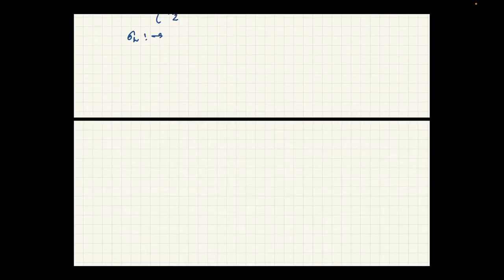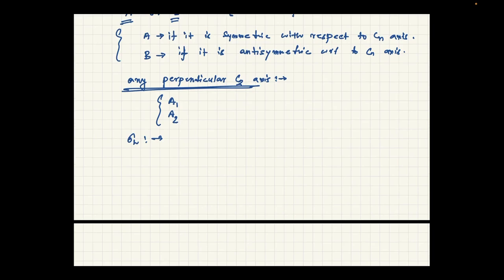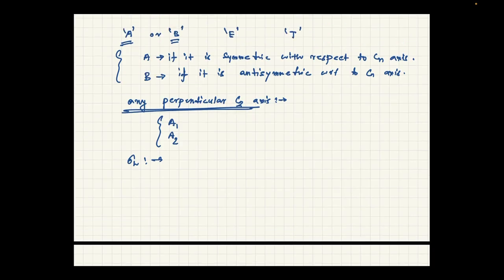So if it is symmetric with respect to sigma H, then... so 1 and 2, basically A and B, it is symmetric and antisymmetric with respect to Cn, and 1 and 2 is basically symmetric and antisymmetric with respect to perpendicular C2, or if any perpendicular C2 is absent, then symmetric and antisymmetric with respect to vertical sigma V. So it can be A1 or A2 or B1 or B2.